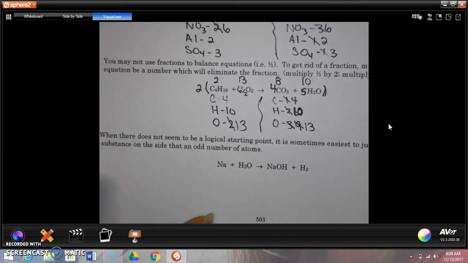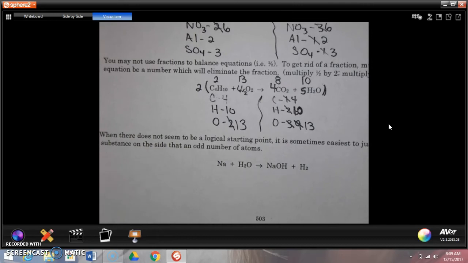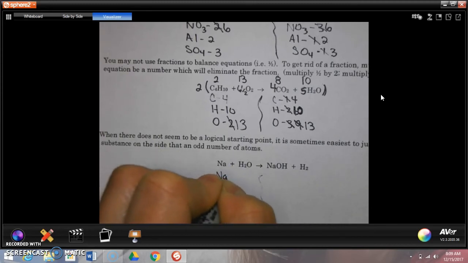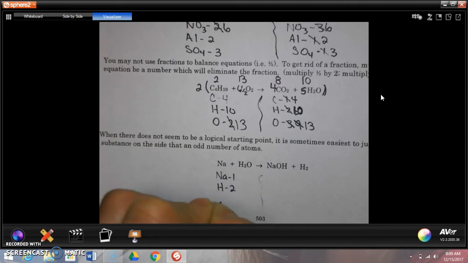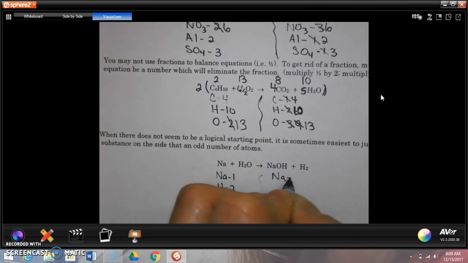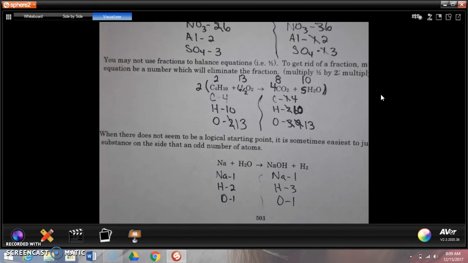All right, the last one, this is kind of years of my experience. When it doesn't look like you have a logical starting point, just try and get even numbers of atoms. So if you take a look at what you have here, we've got 1 sodium, 2 hydrogens, and 1 oxygen on the reactant side, and 1 sodium, 3 hydrogens, and 1 oxygen on the product side. So everything balances except hydrogen. So you might think, well, common multiple. The only problem is we've got hydrogen in 3 places.